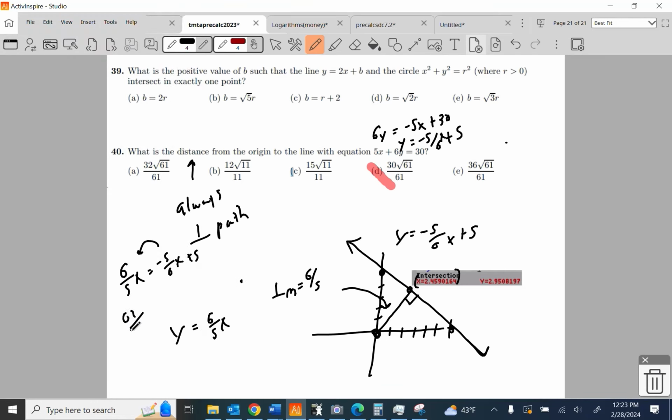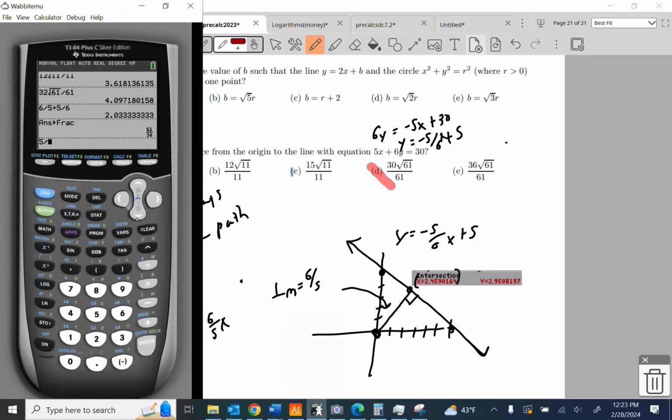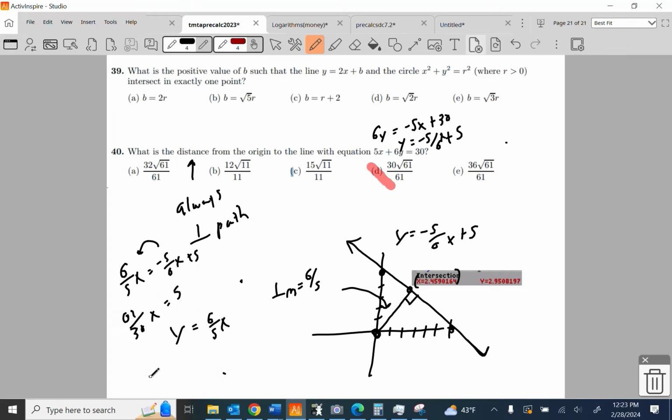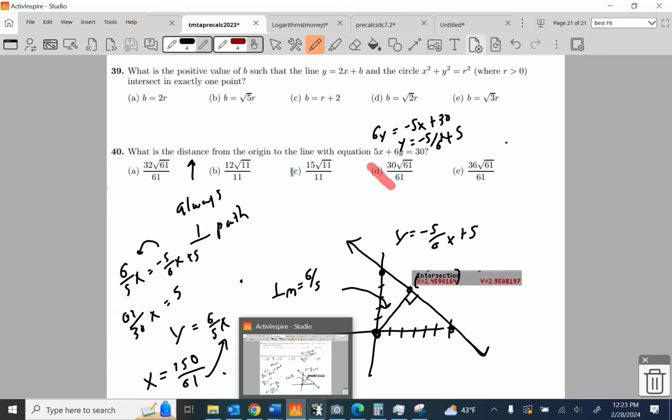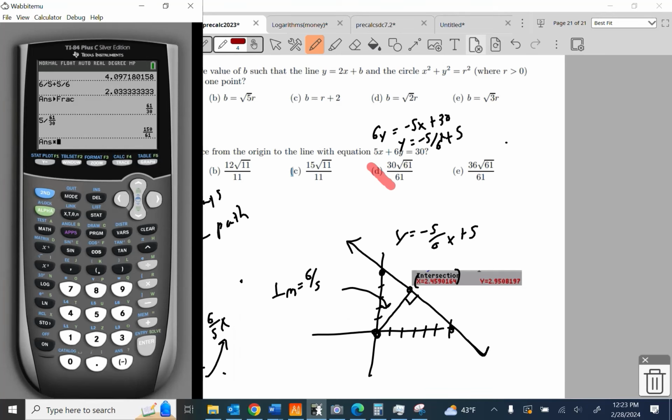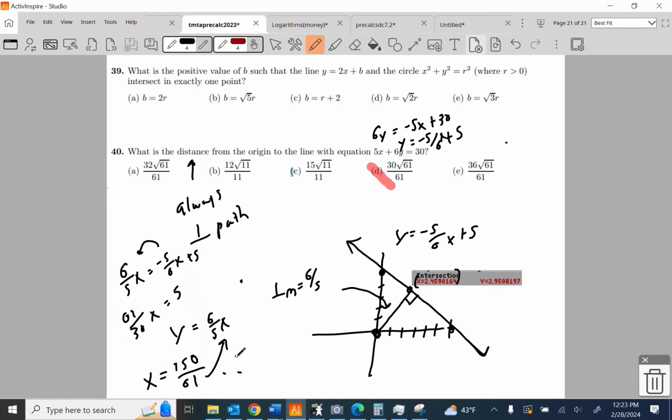61/30 of x is going to be 5. And then we'll take our 5 and divide it by that thing. And we'll get that the x value is 150/61. And we'll put that right there. And the y value is 180/61.